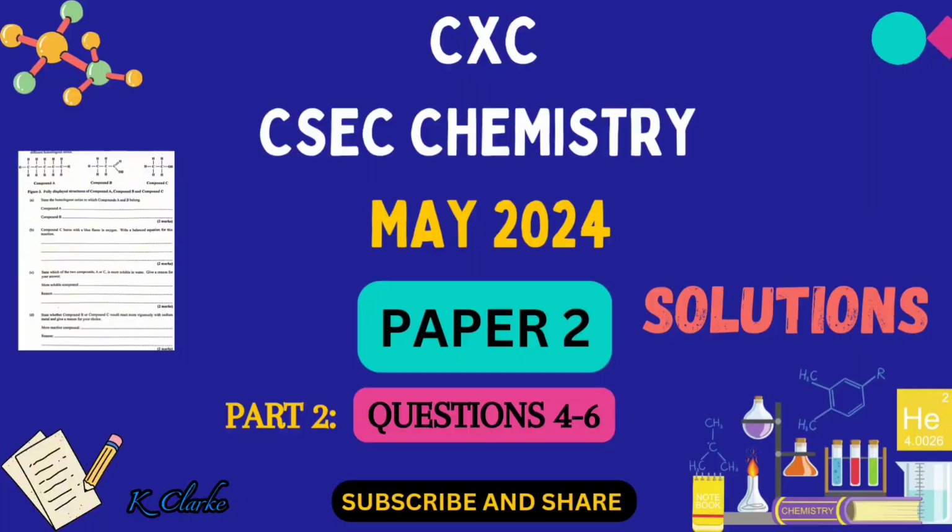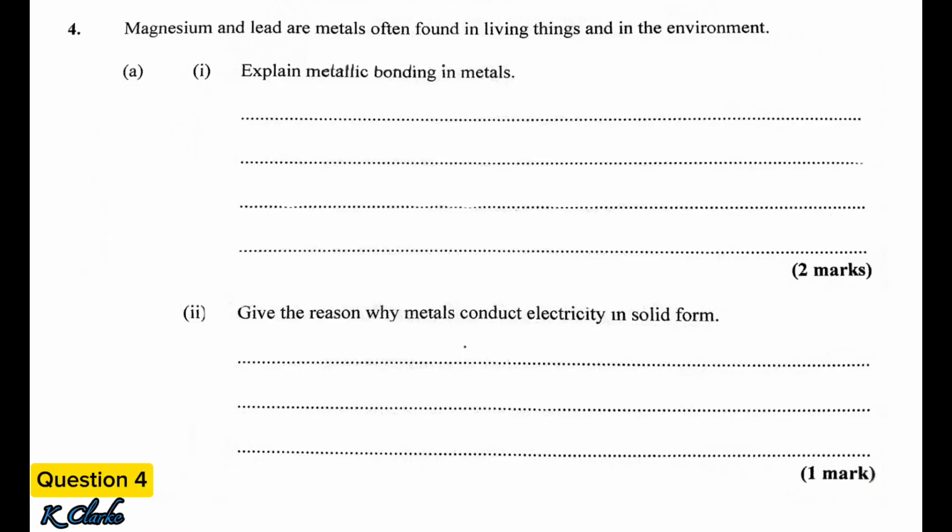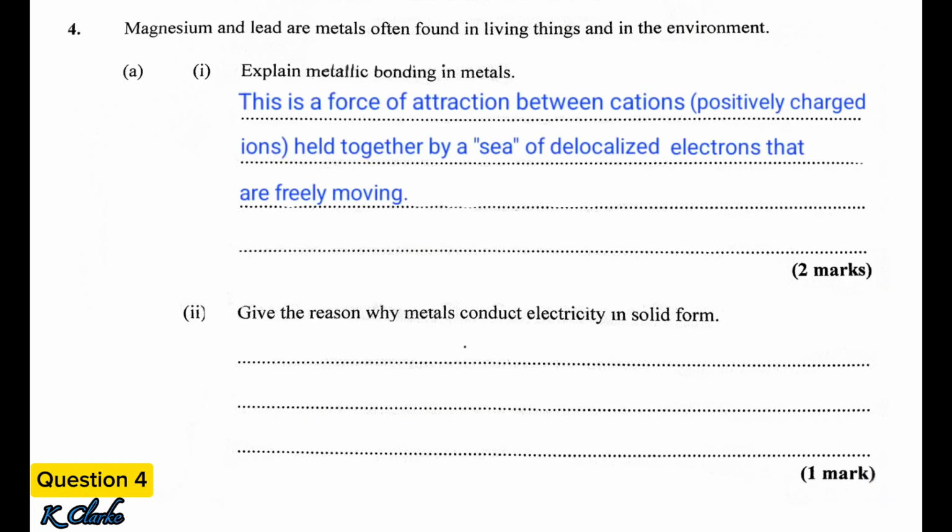Let's begin. Question 4. Magnesium and lead are metals often found in living things and in the environment. A. Part 1. Explain metallic bonding in metals. This is a force of attraction between cations, which are positively charged ions, held together by a sea of delocalized electrons that are freely moving.